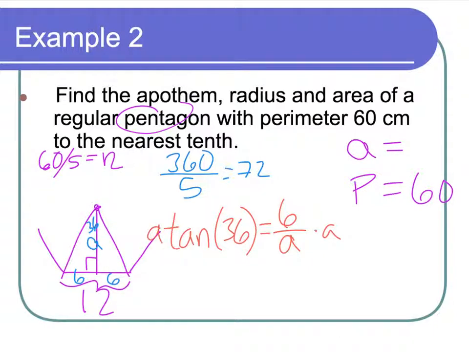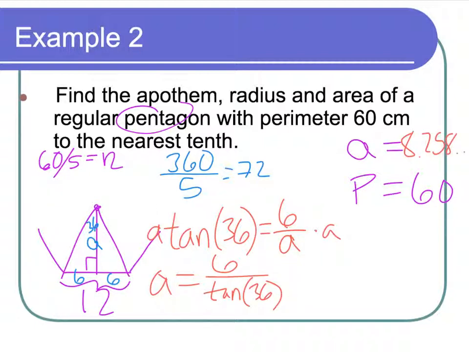This is like a slightly more to it problem. And then I'll divide by tangent of 36. So a is equal to 6 over tangent of 36. That's what I'll plug in my calculator real quick. So 6 divided by tangent of 36. And I end up with 8.258, so on and so forth.